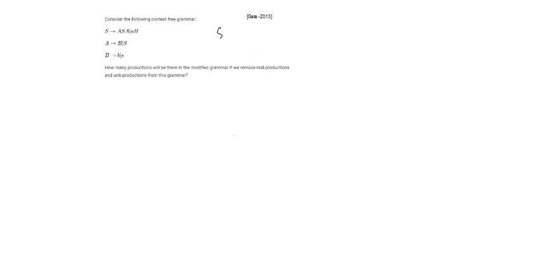S implies ASA, one production. S implies AB, second production. A implies B, third production. A implies S, fourth production. B implies B, fifth. B implies null, sixth. At present there are 6 production rules.